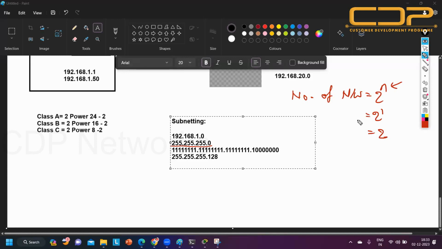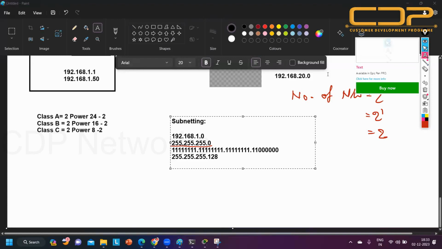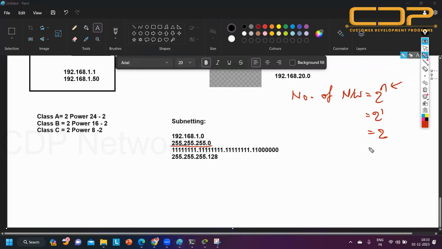If I borrow 2 bits, let's say 1, then now n is what? n is 2. Number of borrowed bits is 2. So now total number of networks is 4. If you are dividing the network into 2 parts, 4 parts, that means valid hosts per network are also reducing.